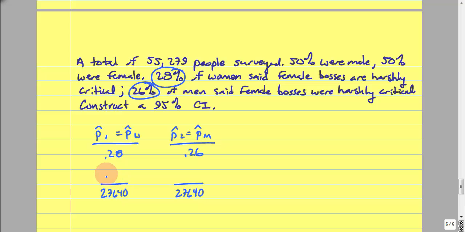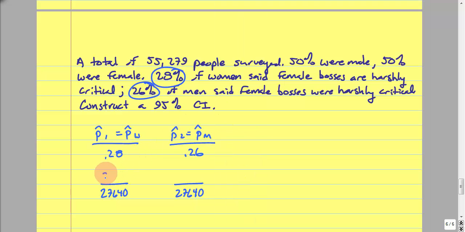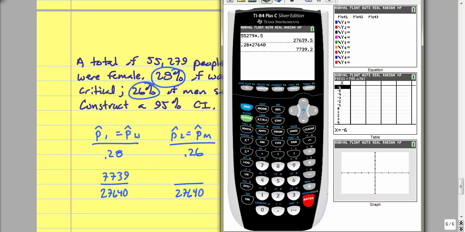Now to find the numerator here, I would just take 0.28 times 27,640 because I want 28% of that total. So let's take 0.28 times 27,640. And so that's, again, going to have to be rounded, 7,739. And then we'll do the same for men. So we have 0.26 times 27,640. And so for this one we have 7,186.